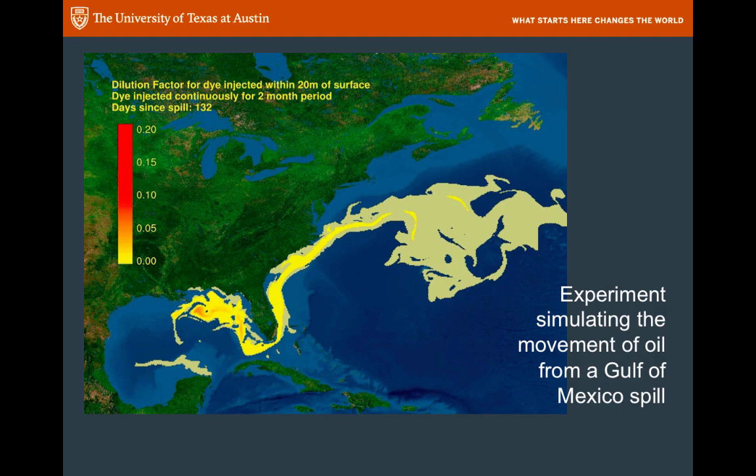Another reason you might want to know about ocean currents is to figure out where contaminants are going to go. And this is an experiment, a model simulation actually, looking at where the oil from the Gulf Coast spill a couple of summers ago would go and how quickly it would end up in the Atlantic Ocean. And this is a 2-month simulation.